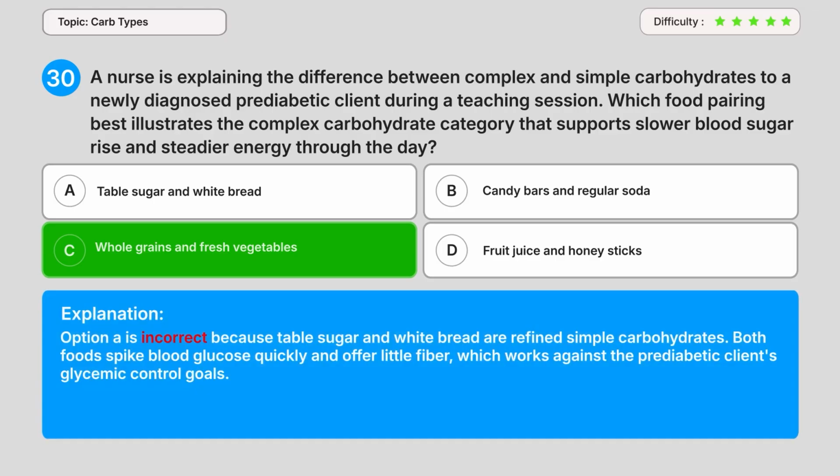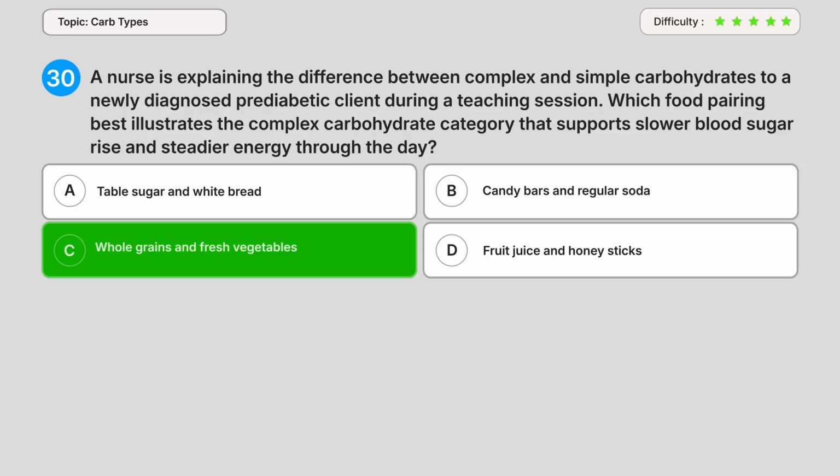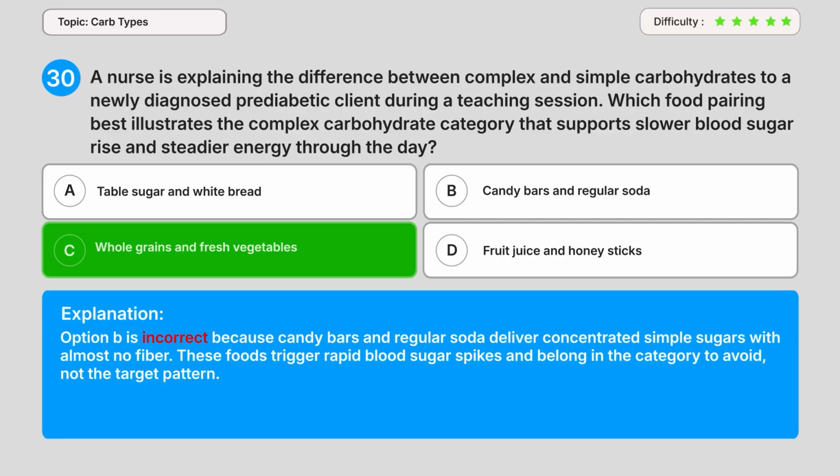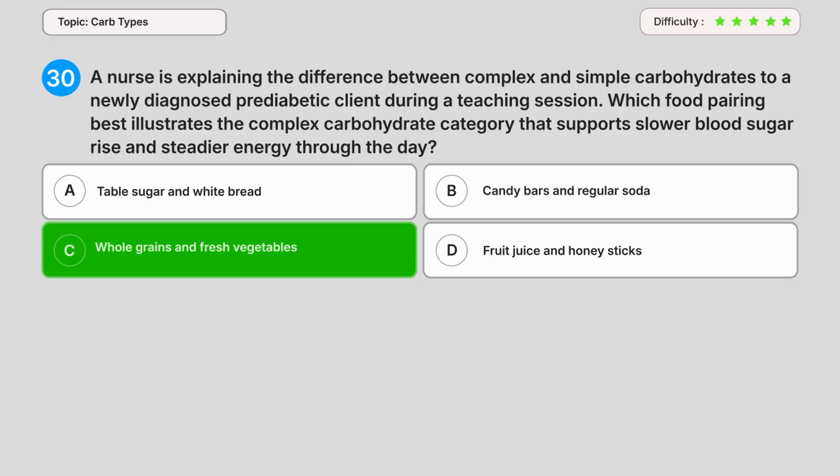Option A is incorrect because table sugar and white bread are refined, simple carbohydrates. Both foods spike blood glucose quickly and offer little fiber, which works against the pre-diabetic client's glycemic control goals. Option B is incorrect because candy bars and regular soda deliver concentrated simple sugars with almost no fiber. These foods trigger rapid blood sugar spikes and belong in the category to avoid, not the target pattern.